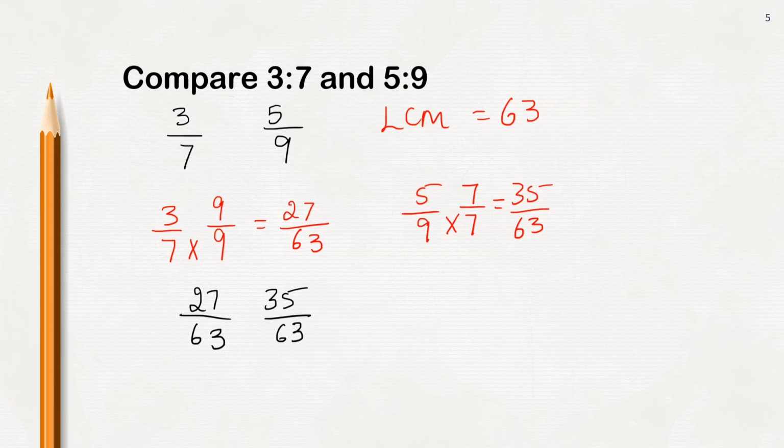As the denominators are same here, it will be like fraction and we have to compare the numerators, that is 27 and 35. So which is greater, 27 or 35? 35 is greater than 27. So here we can say 3 is to 7 is lesser than 5 is to 9, right? This is how we'll compare the given ratios.